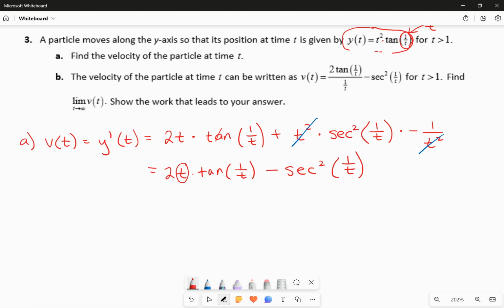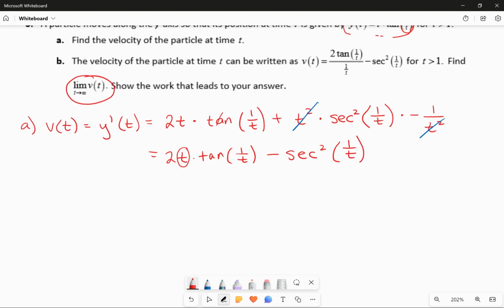So they give us the velocity rewritten, and it says find the limit as t approaches infinity. Now, the reason they rewrote this problem for you is if I were to find the limit as t approaches infinity of the velocity, the way we've written our answer in part A, you would evaluate at infinity and get infinity times, well, 1 over infinity is 0. So you'd get tangent of 0, right? Because 1 over t, as t approaches infinity, is going to 0. And tangent of 0 is 0. So in this first expression, you would end up getting infinity times 0.